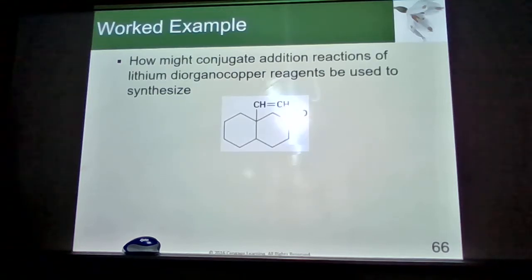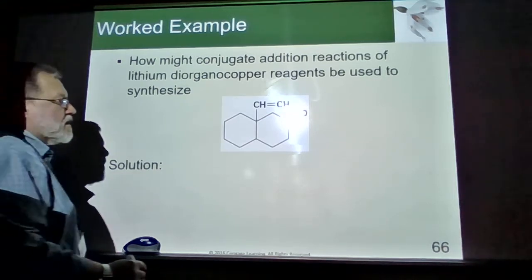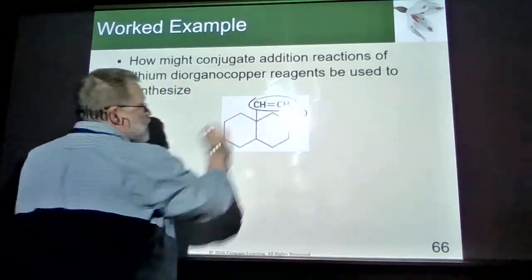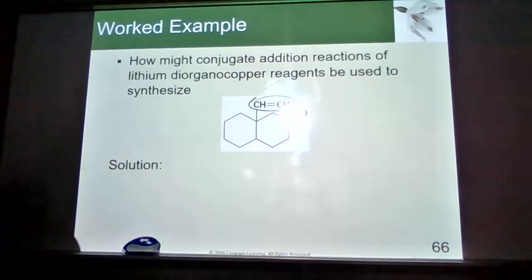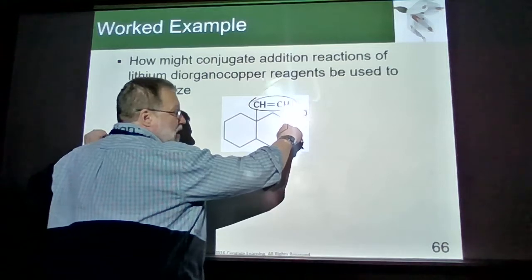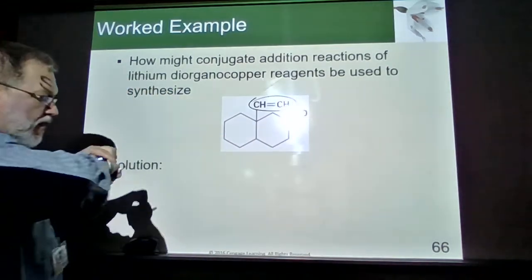So how could we use a conjugate addition reaction of a lithium diorganocopper reagent to make that compound? Remember, we're looking to add this group to the aromatic ring. If we use a diorganocopper reagent, it does not touch the carbon of your C double bond O.